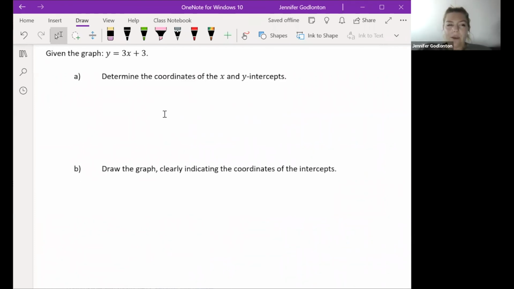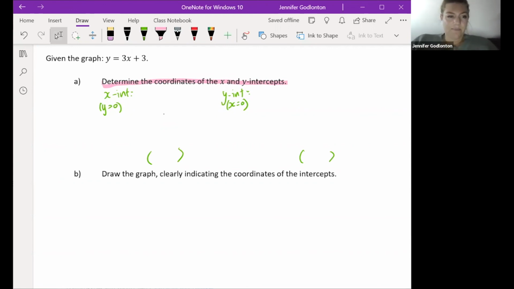I'm wanting you to draw this graph. So I'm wanting you to draw the whole thing. And in order to draw the graph, you're going to start by finding the X and Y intercepts, okay? So you're going to start by finding your X intercept, which is when Y is equal to 0. You're then going to find your Y intercept, which is when X is equal to 0. You're going to give me coordinates for both of them when you're finished, and then you're going to draw that graph, okay?